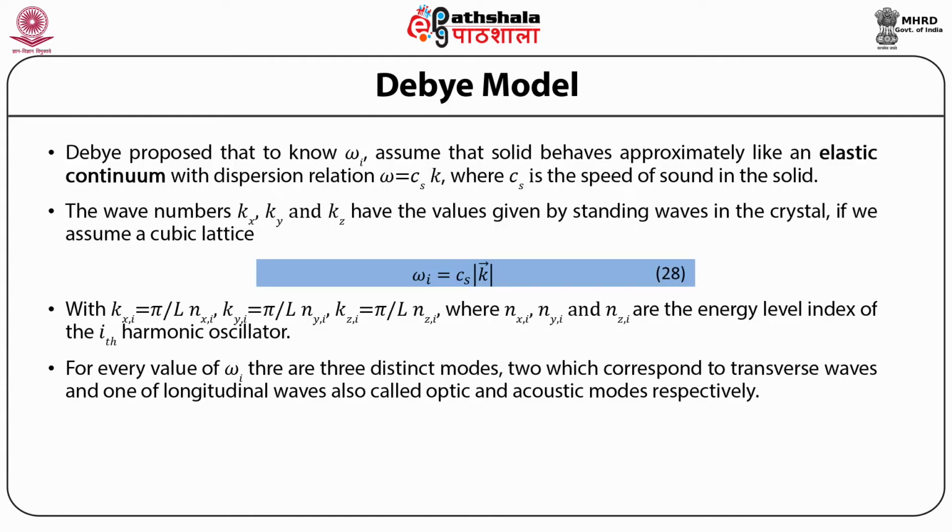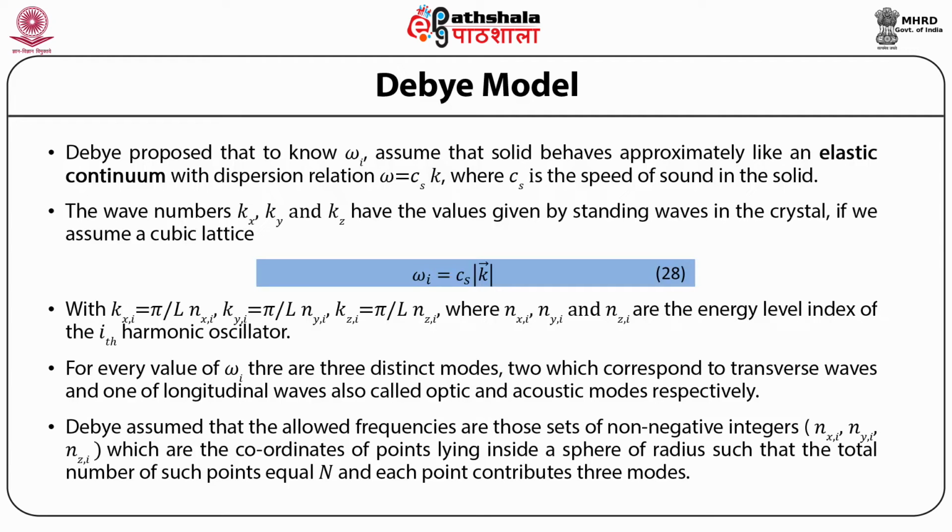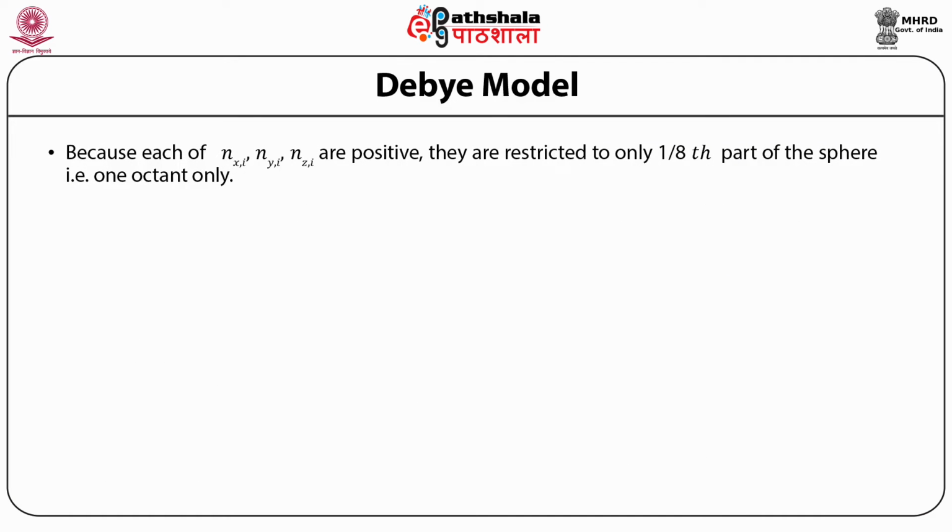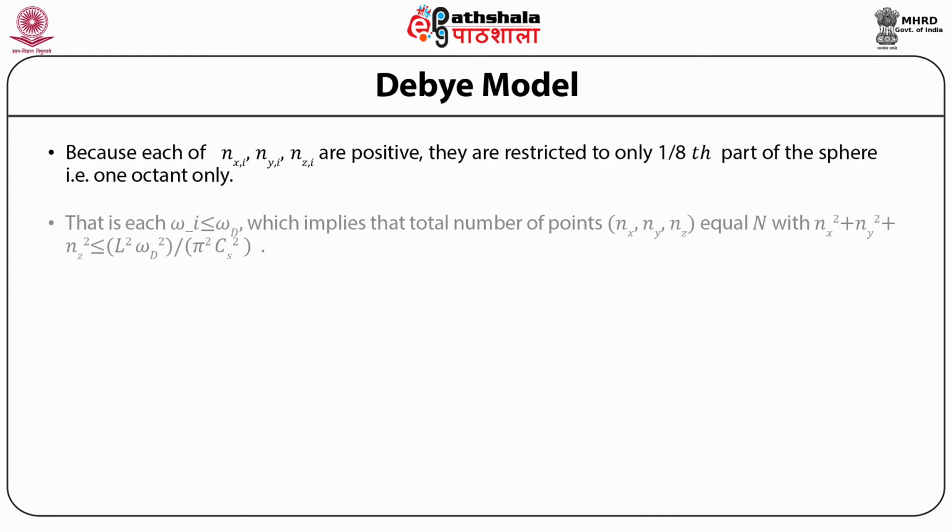For every value of ω_i, there are 3 distinct modes, 2 of which correspond to transverse waves and 1 to longitudinal waves, also called optic and acoustic modes respectively. Debye assumed that the allowed frequencies are those sets of non-negative integers which are the coordinates of points lying inside a sphere of radius such that the total number of such points equals N and each point contributes 3 modes. Because each of n_xi, n_yi, n_zi is positive, they are restricted to only 1/8 part of the sphere, that is 1 octant only. That is, each ω_i is less than or equal to ω_D, which implies that the total number of points n_x, n_y, n_z equals N, with n_x² + n_y² + n_z² less than or equal to L²ω_D²/(π²C_s²).